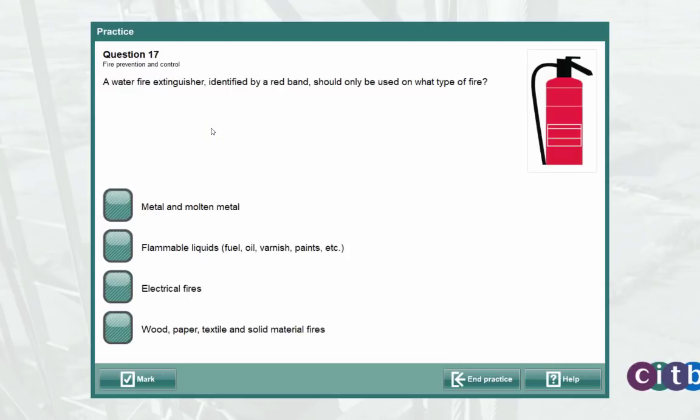A water fire extinguisher identified by a red band should only be used on what type of fire? Metal and molten metal. Flammable liquids, fuel, oil, varnish, paints, etc. Electrical fires. Wood, paper, textile and solid material fires.